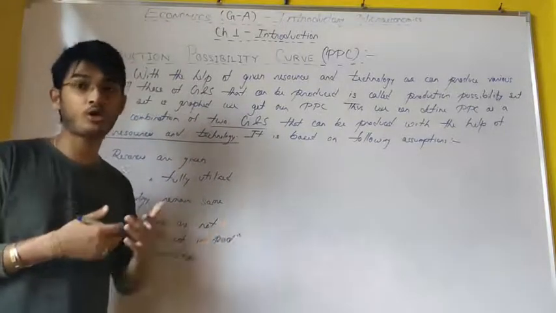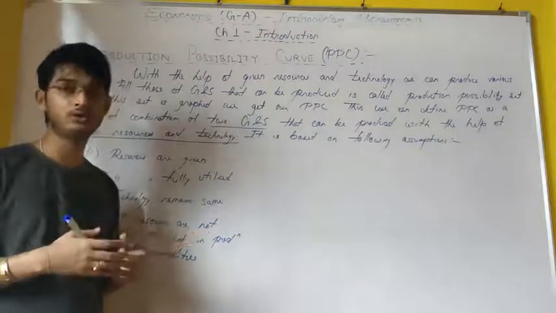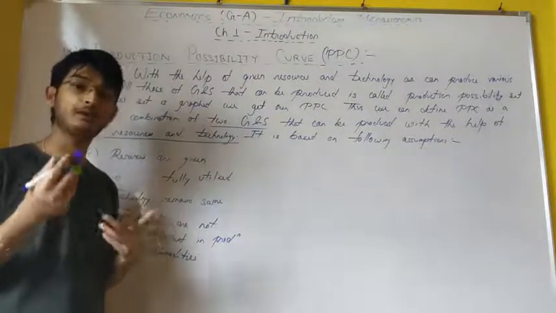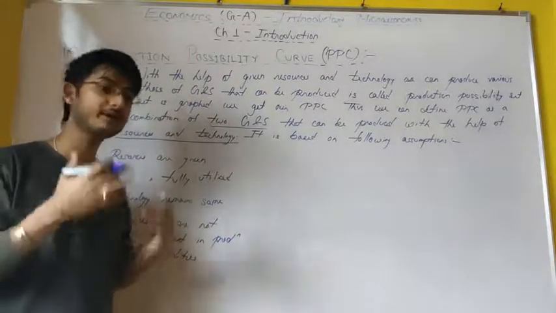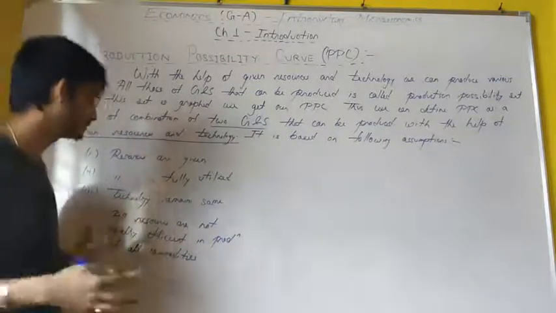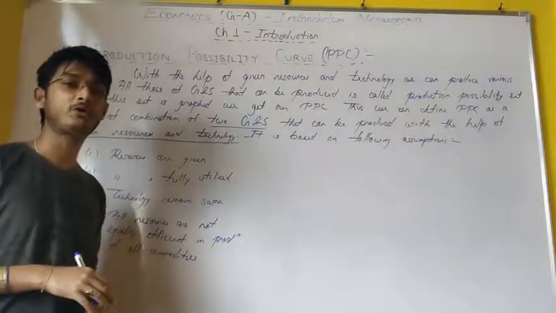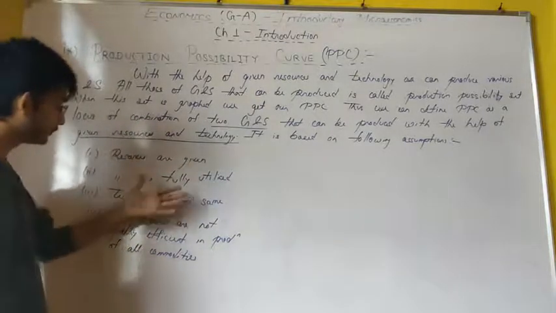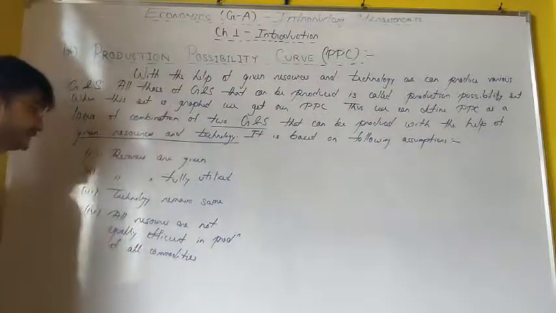But think about computer production, laptop production, mobile production. For this, handwork will not do. We need sophisticated items, sophisticated machineries. Hence, what we can do with labor cannot be done with capital, and what capital can do cannot be done with labor. That's why all resources are not equally efficient in the production of all commodities. So these are the four assumptions. Based on these assumptions, we will derive our PPC.